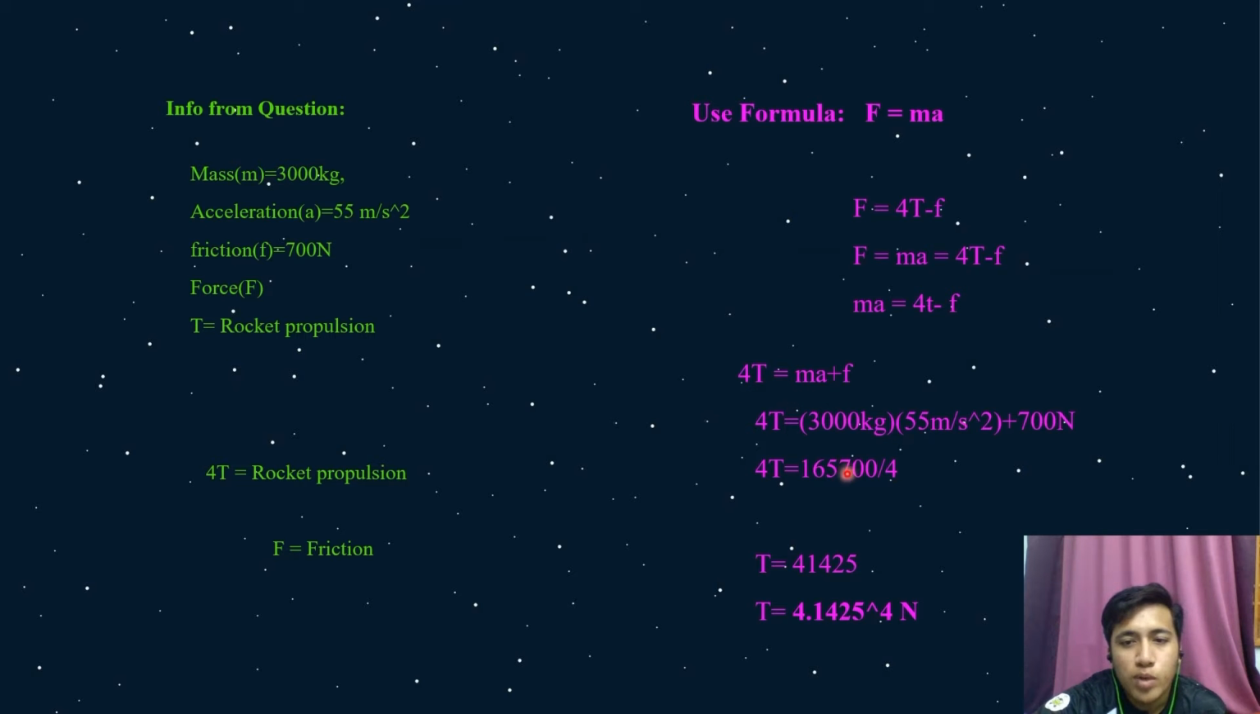So we put the information that we have into the equation. We get 4T equals 3,000 kg multiplied by 55, plus 700 Newtons. After that, we get the answer of 165,700. We divide it by 4 because there is a 4T, so T is equal to 41,425. So this is the answer.